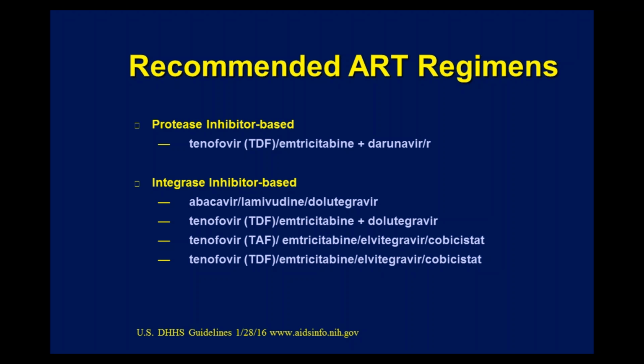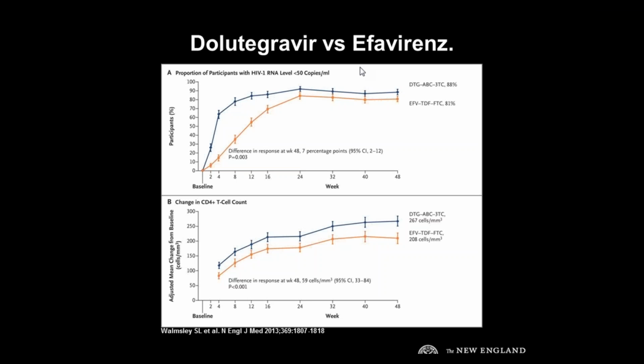And when we make it hard, it's harder for people to take them. Okay, now, this just shows you some examples of why we use this drug. We were using efavirenz for a long period of time, and this is a study comparing dolutegravir, which is the main ingredient in Tivicay, against efavirenz or Sustiva, which is the main ingredient in Atripla.